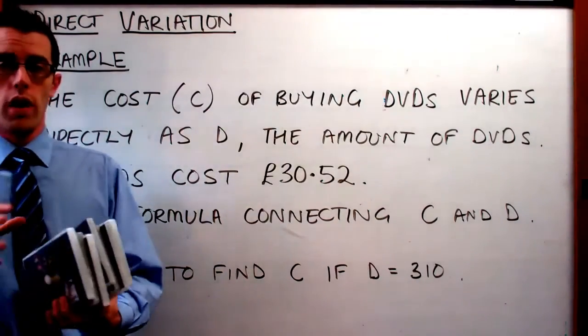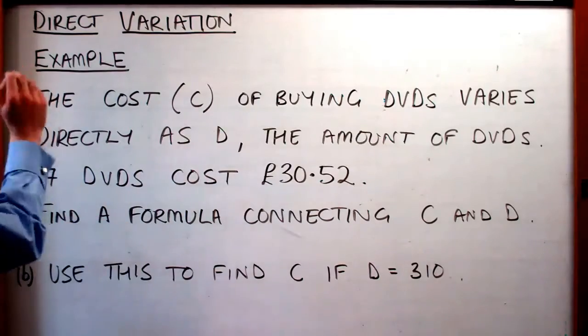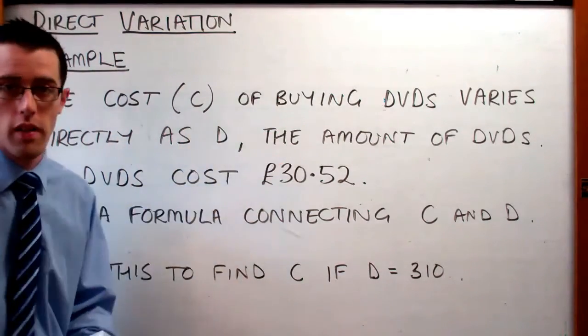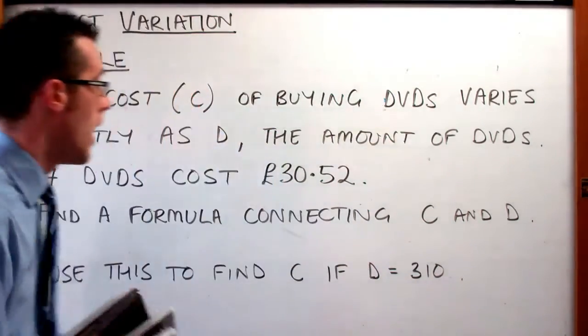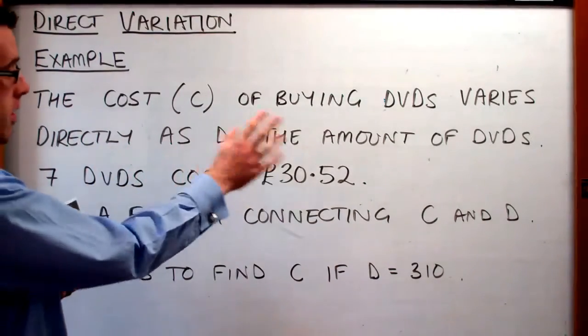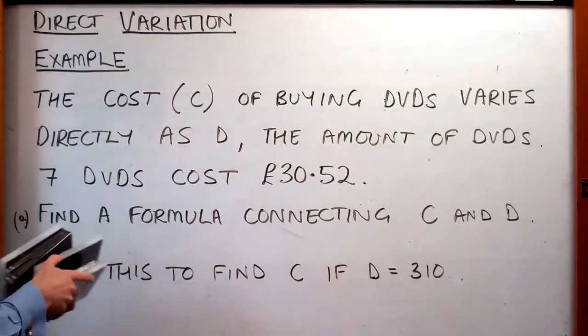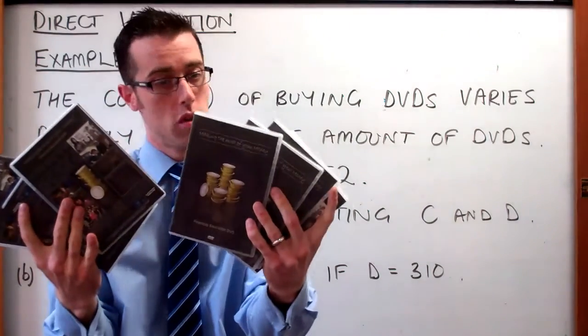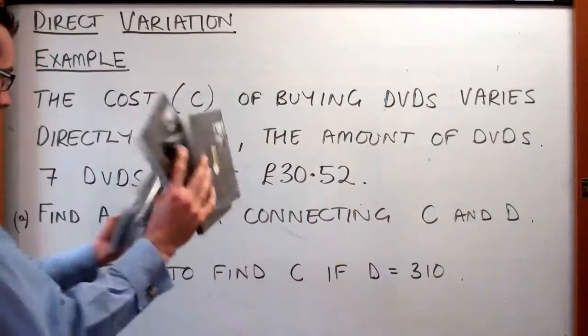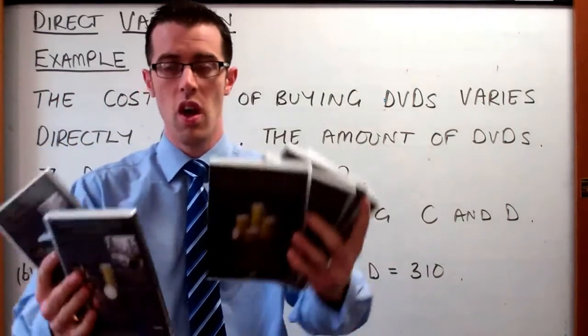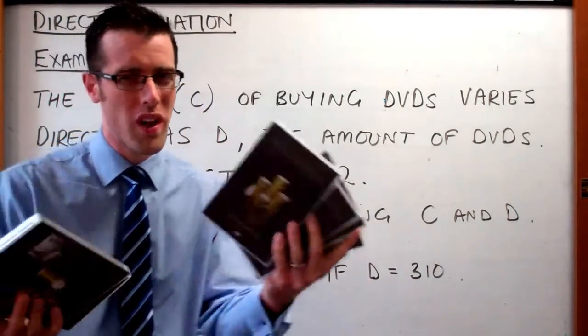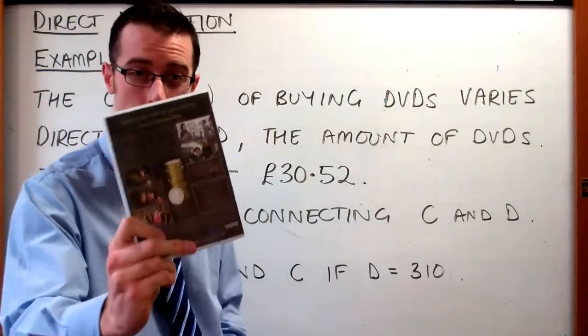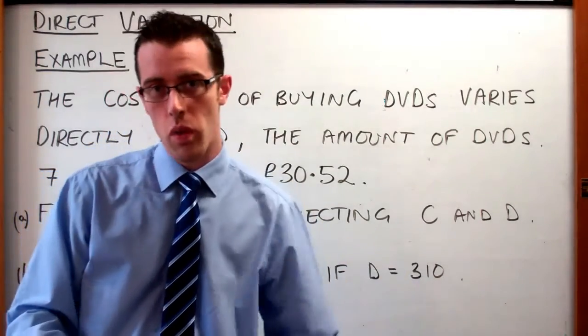So the example we're going to look at here for direct variation is the cost of buying DVDs, so we're going back to the DVDs because it's the only prop I have, varies directly as D, the amount of DVDs. So 7 DVDs cost £30.52, so here we've got 7 DVDs. You can pause it and count them, there are 7 there, and this costs £30.52. So intuitively we know that we're going to have to divide somehow and find the cost of one DVD and then work our way back up to another amount.